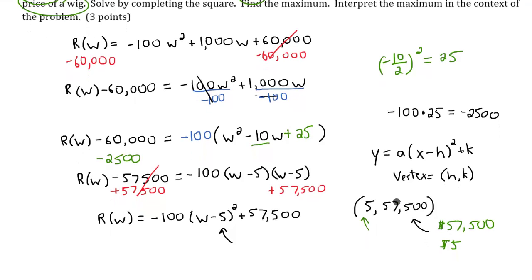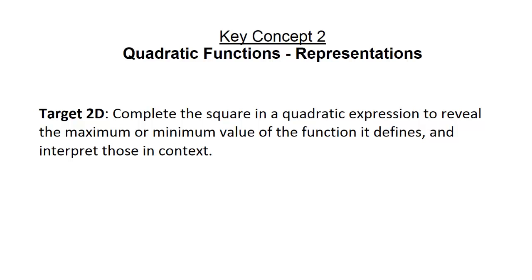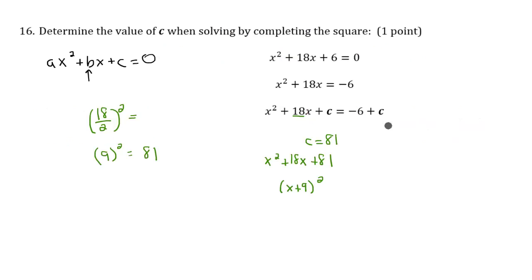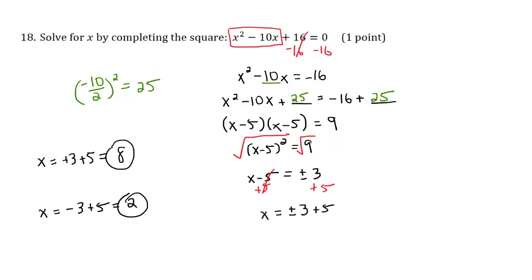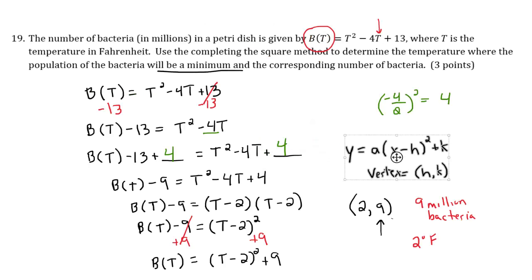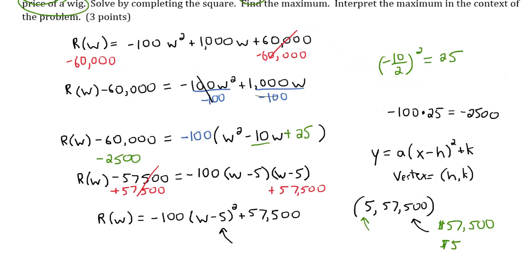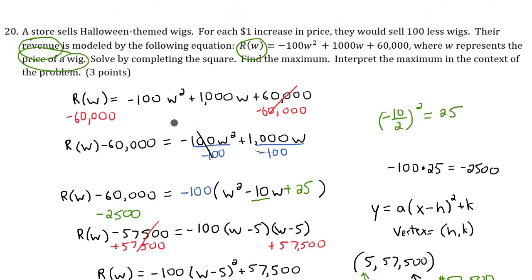So to recap everything, we had started off with question number 16, moved into 17, number 18, and then 19 as well as 20 were some word problems that we were dealing with. So everything really had to deal with completing the square.